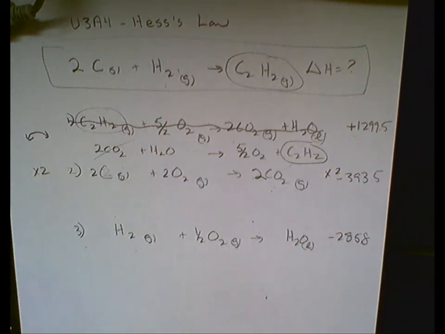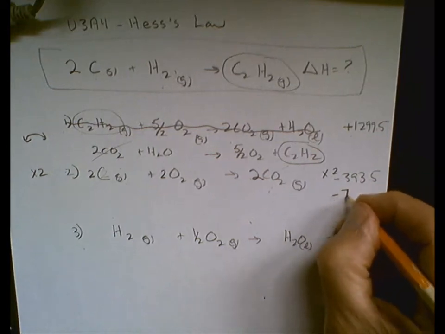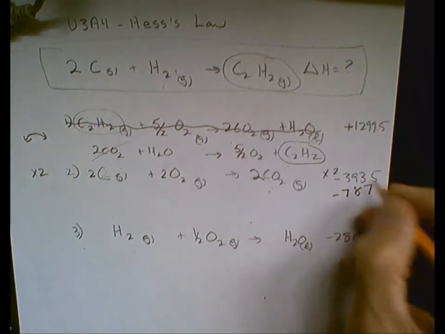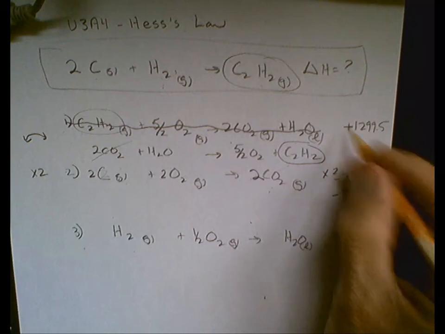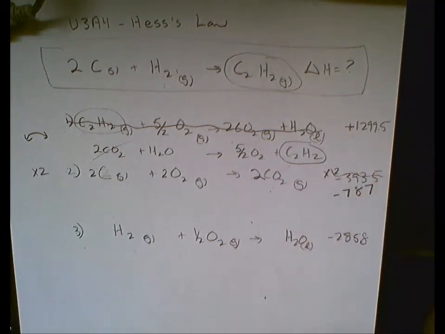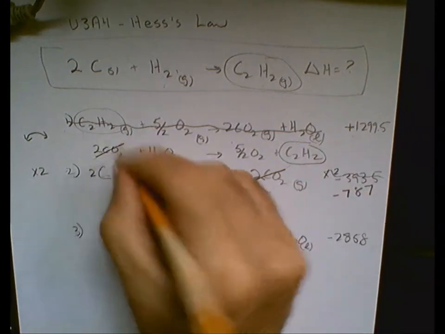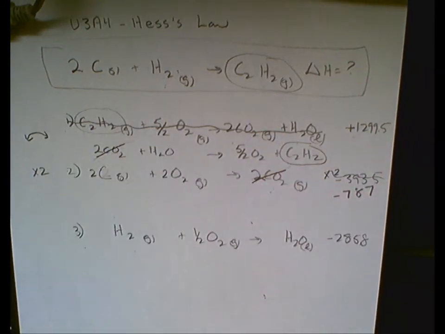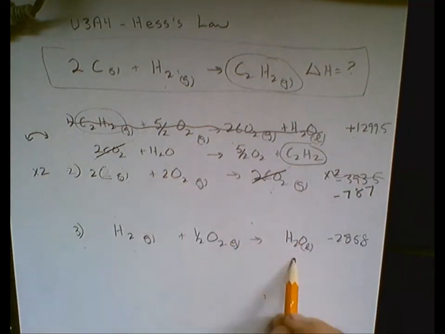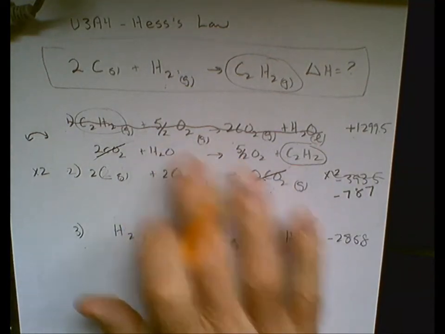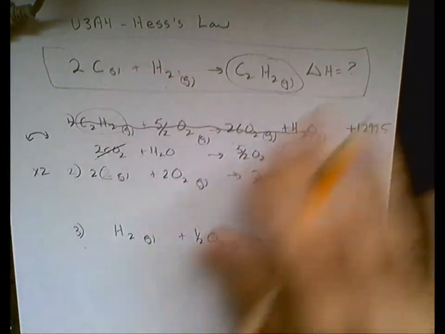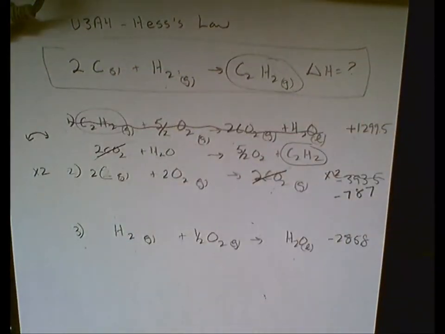So if I take 393.5 and multiply it by 2, I now have negative 787. Okay, so now I can cross out this molecule. Let's see if there's any other molecules I need to cross out. Yes, I've got an H2O. So what I'm doing is I'm crossing out molecules that are not up here. I leave the elements to the end.